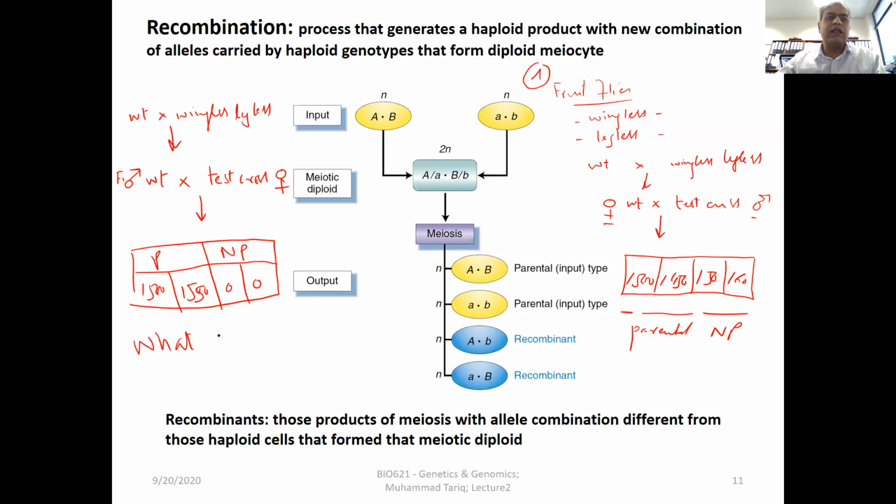Question is, what went wrong? How do you explain it? Here you calculate the distance between wingless and legless genes. So that is what you should try to solve.